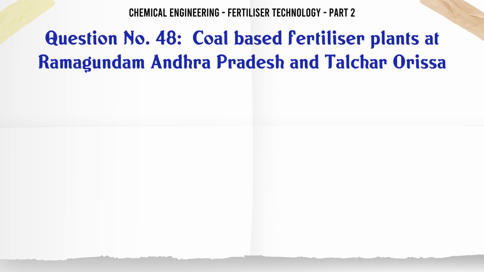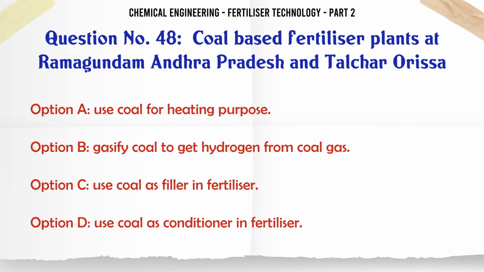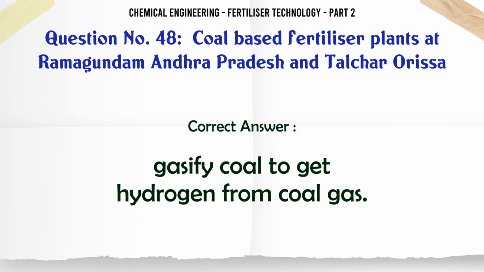Coal-based fertilizer plants at Ramagundam, Andhra Pradesh and Talcher, Orissa, A. use coal for heating purpose. B. gasify coal to get hydrogen from coal gas. C. use coal as filler in fertilizer. D. use coal as conditioner in fertilizer. The correct answer is gasify coal to get hydrogen from coal gas.